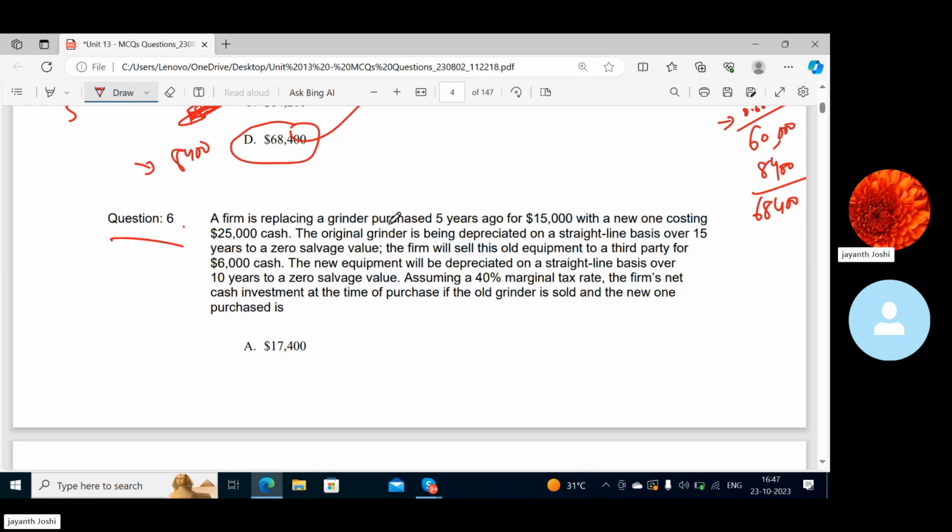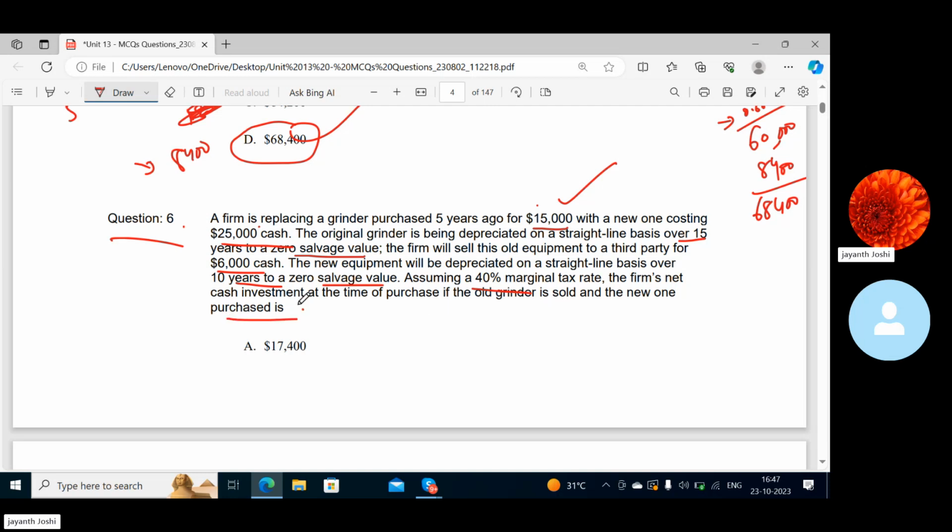A firm is replacing a grinder purchased 5 years ago for $15,000 with a new one costing $25,000 cash. That means they bought it for this much and they are going to replace it by this much amount. The original grinder is being depreciated on the straight line basis over 15 years to zero scrap value. The firm will sell this old equipment to a third party for 6,000 cash. The new equipment will be depreciated on straight line basis over 10 years to a salvage value of zero. This is the marginal tax rate, and the firm's net cash investment at the time of purchase of the old grinder sold and the new one purchase is what?